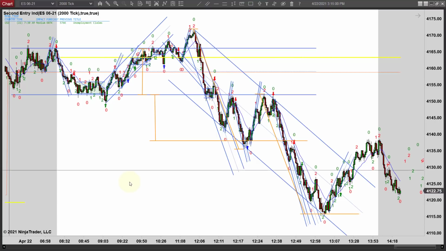This will be our chart lesson for the day. And this is Thursday, so it's going to wrap up our week. No chart lessons on Fridays. I did want to give you an update on our second entry indicator. I have it on the chart here. It's counting on both sides. The greens are counting off the highs, and the reds are counting off the lows.